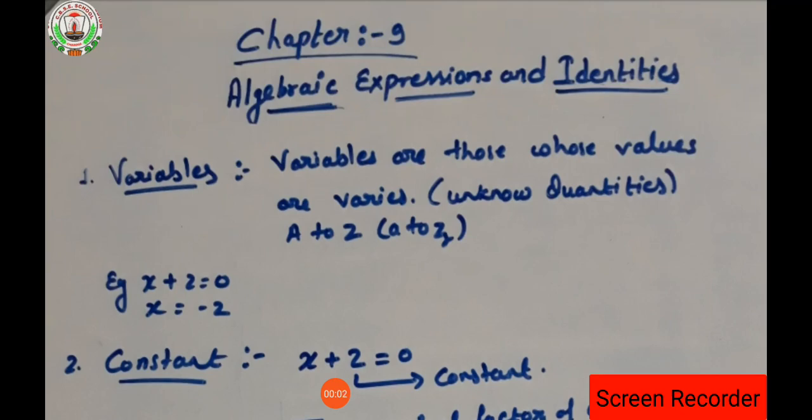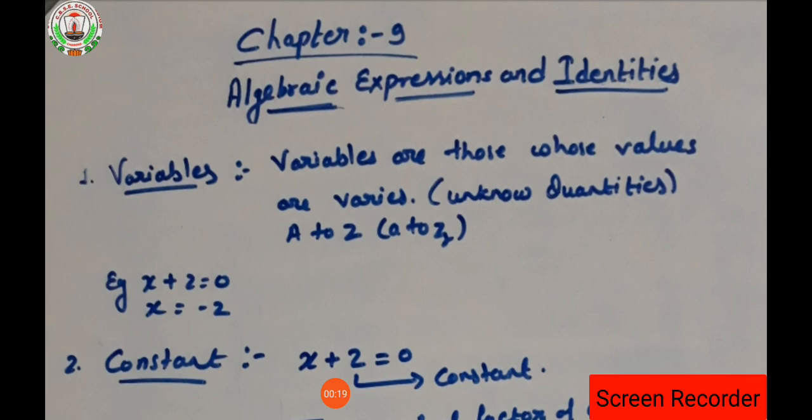Everyone, today we are going to start chapter number 9, that is algebraic expressions and identities. In the previous video we had already completed our chapter number 8, comparing quantities. So here the first definition is about variables.